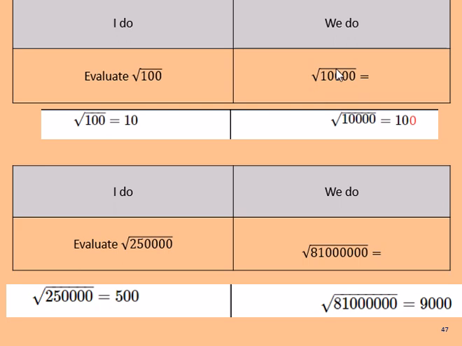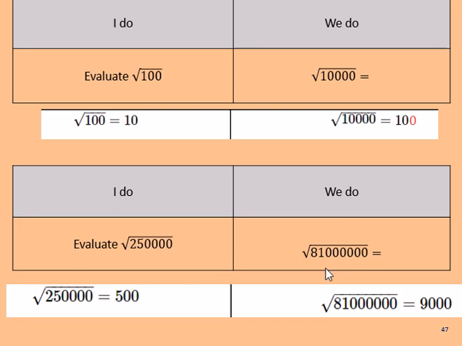Okay, so for the first we do, 10,000. Well, the first number's 1. We need to think what number times by itself makes 1. Well, 1 squared is 1, so I know my number's going to start with a 1. This has got 4 zeros, so I know my number is going to have half the amount, 2 zeros. So my number is 100.